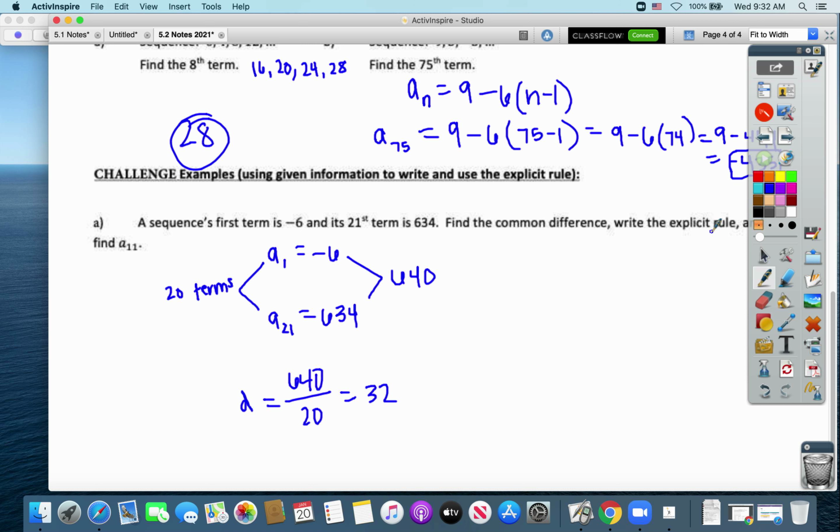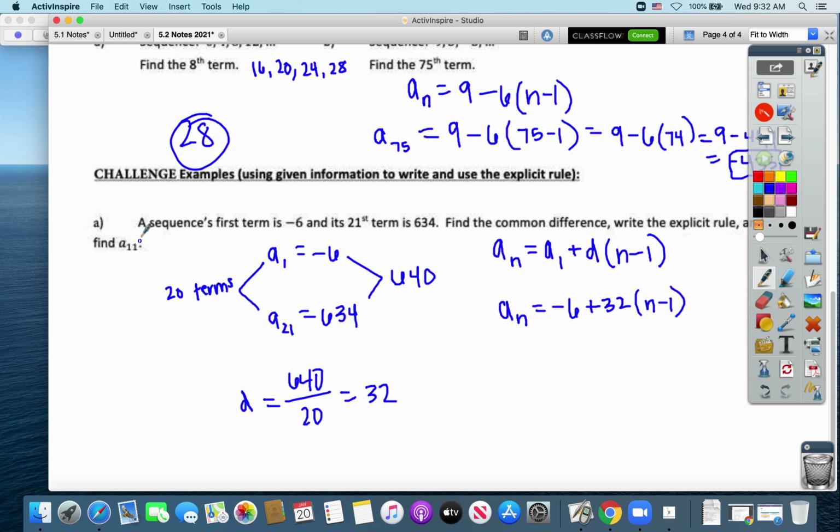Then it asks us to write the explicit rule. So again, the explicit rule is a sub n equals a sub 1 plus D times n minus 1. We need to plug in what our first term is, and we know that from the problem. It is -6. Then we need to plug in our common difference. We figured out that that's 32. And there's our explicit rule right there.